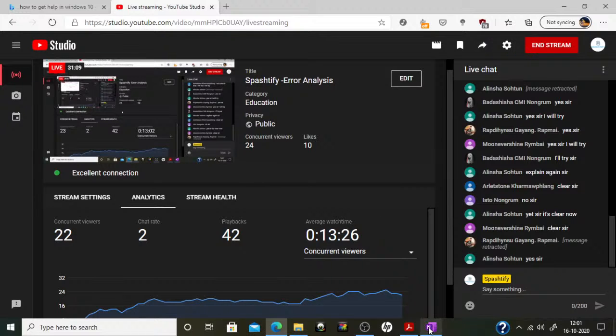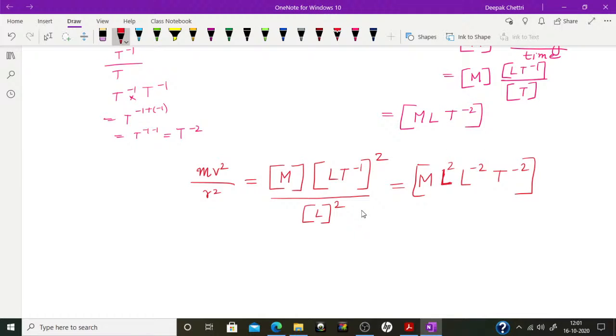Clear, right? Okay. So now what will happen here? So this is m, same base, L and L, same base. So we add the powers, 2 plus minus 2, what will be 0, right? So L to the power 0 and T to the power minus 2. So this is the dimension that we got for the right hand side. Is it the same? Are they same?